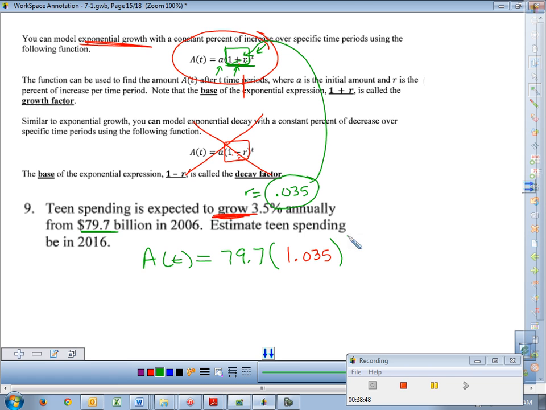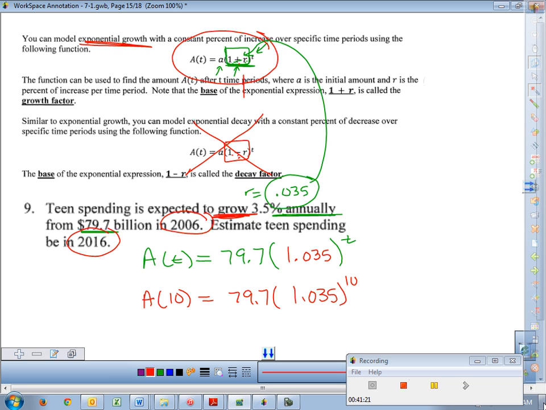And then I need to put it to the t power, where t stands for time. Since it was annually, we'll assume in years. So estimate team spending in the year 2016. The trick to that is you don't want to put 2016 in for t, because what year did this start? 2006, and now we're in 2016. So how many years had passed in that situation? So please write this down. A of 10 equals 79.7 times 1.035 to the 10th power. Do you see where there was a t, we substituted 10 in for that situation?